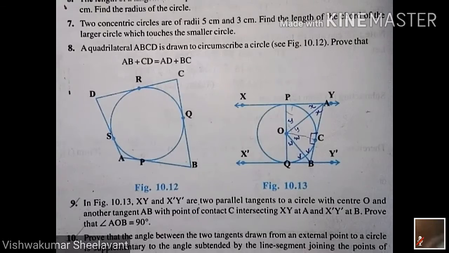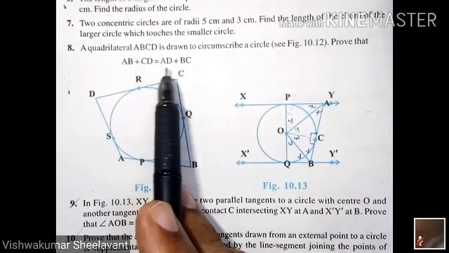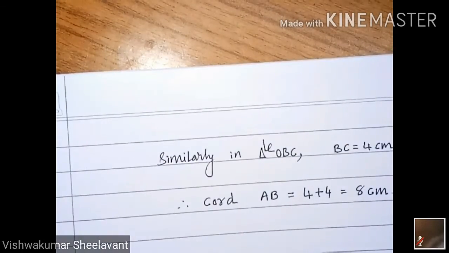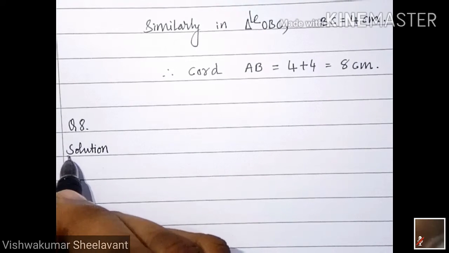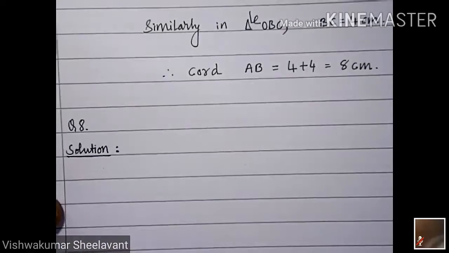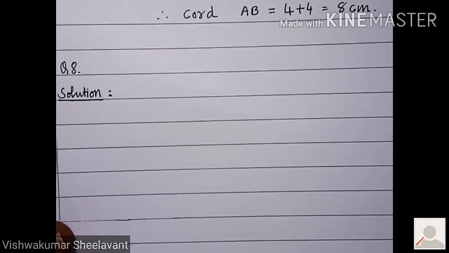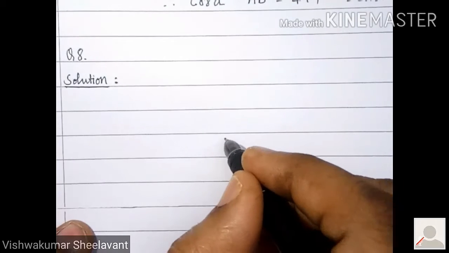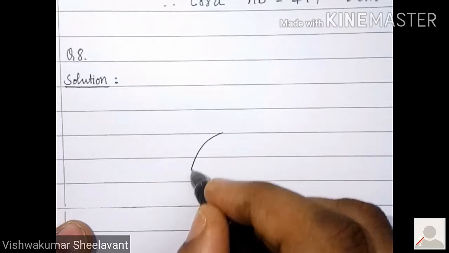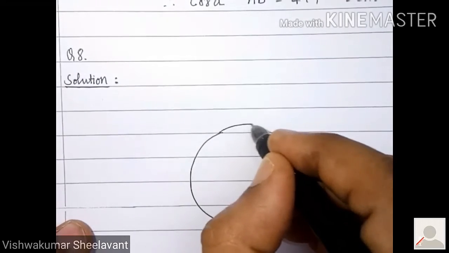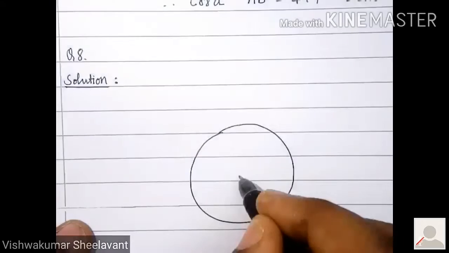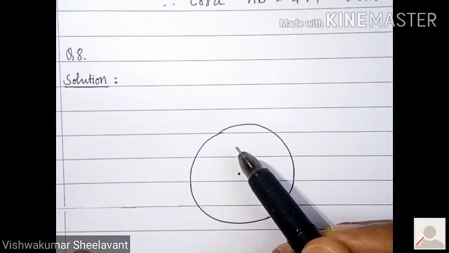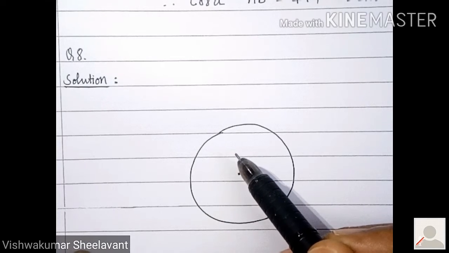So what we have to prove here? We have to prove AB plus CD is equal to AD plus BC. So let us see how we can prove this. Solution. Let us first redraw the given figure. One circle you draw and a quadrilateral ABCD which circumscribes this circle.